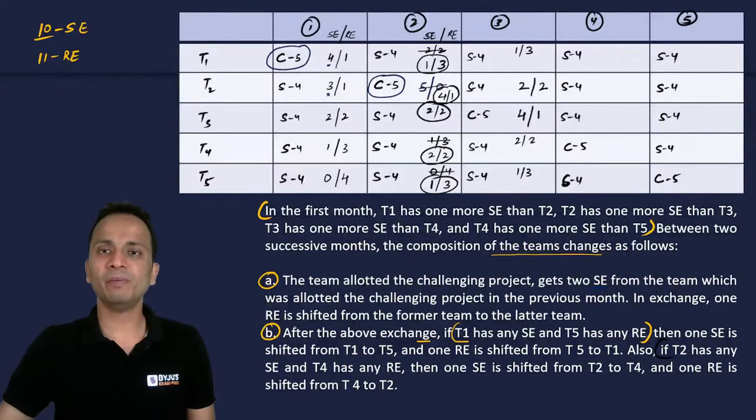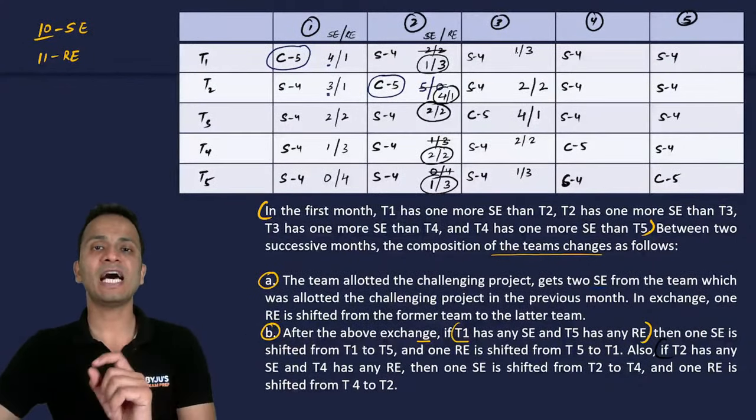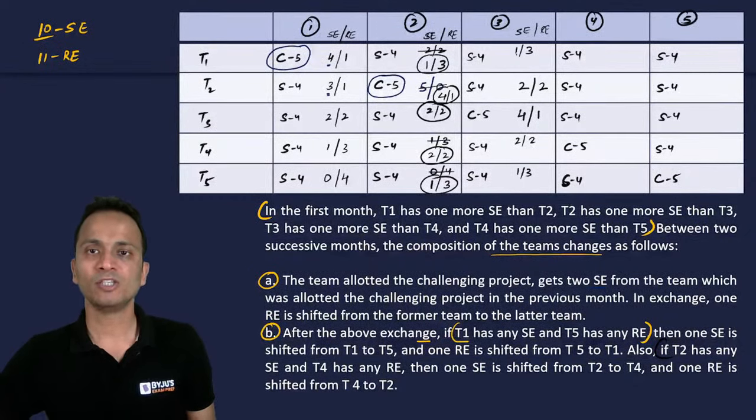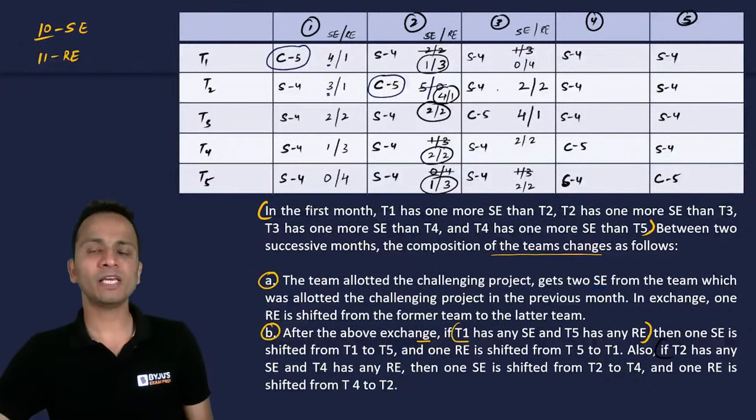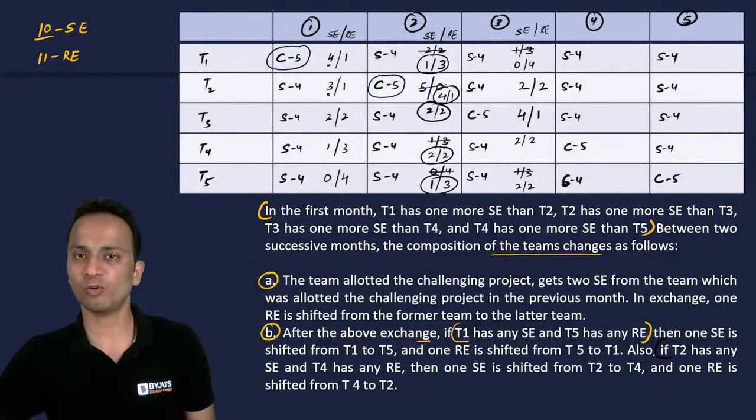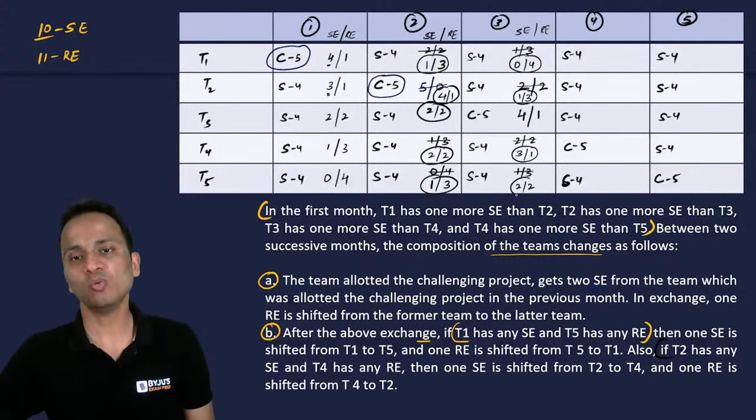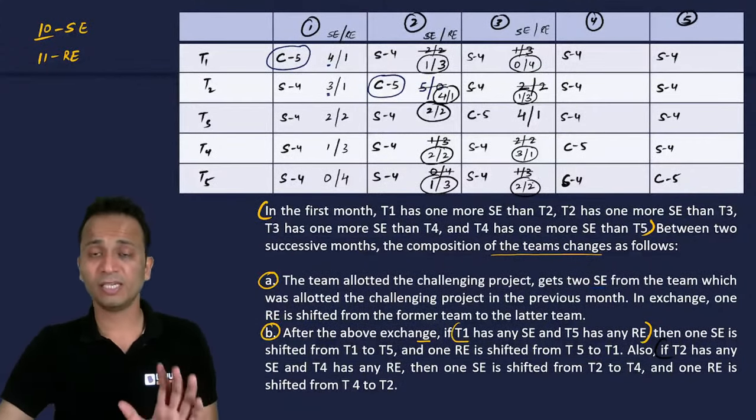Then point number B will be applied. So if T1 has any SE and T5 has any RE, then the exchange will happen. So यहाँ पे 0,4 instead of this, and here 2,2. The same thing will happen between team 2 and team 4. So this will become 1/3. Okay, and this will become 3/1. All right, so the numbers that I'm circling will be the new numbers, new number of employees in these teams.